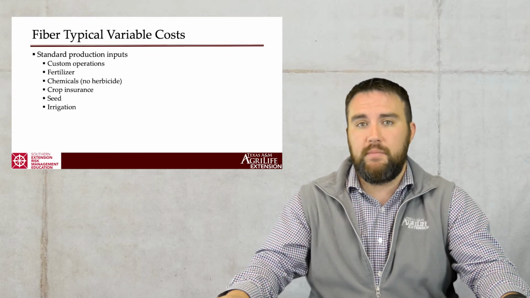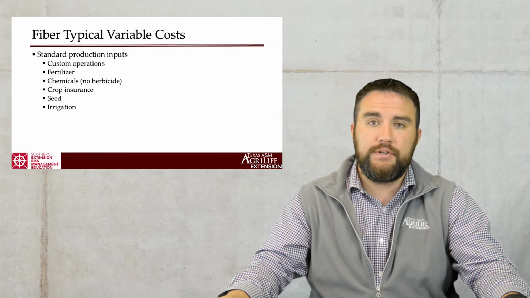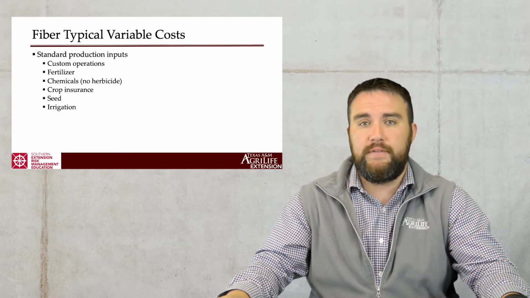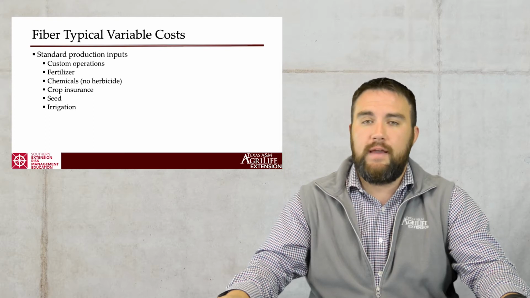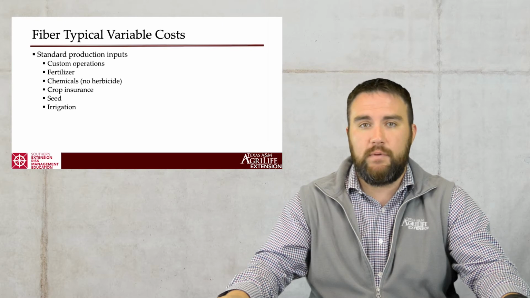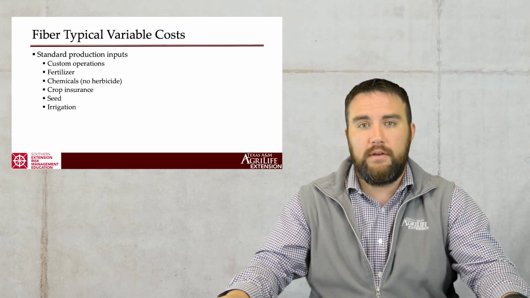Again, remember there's no herbicide that's approved for use in hemp production. The price of crop insurance. Certain counties in the state of Texas will have crop insurance available to them for hemp, and we're going to have those counties lined out in another video. The price of seed is a standard variable cost, and the price of irrigation, which will vary depending on whether or not you produce a dryland crop or you go with an irrigated production model.